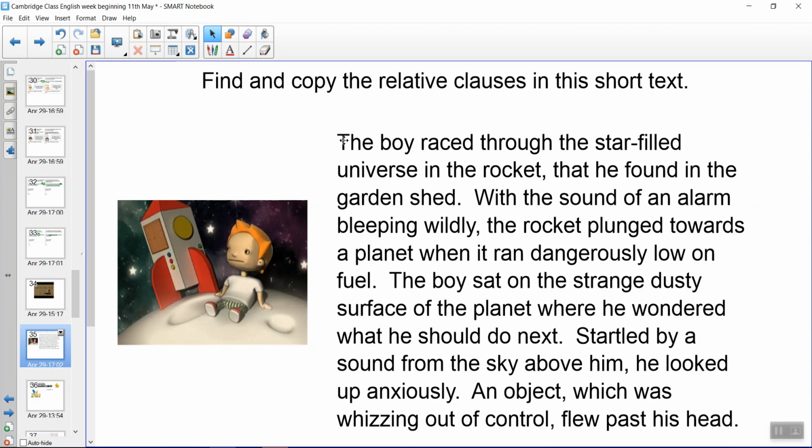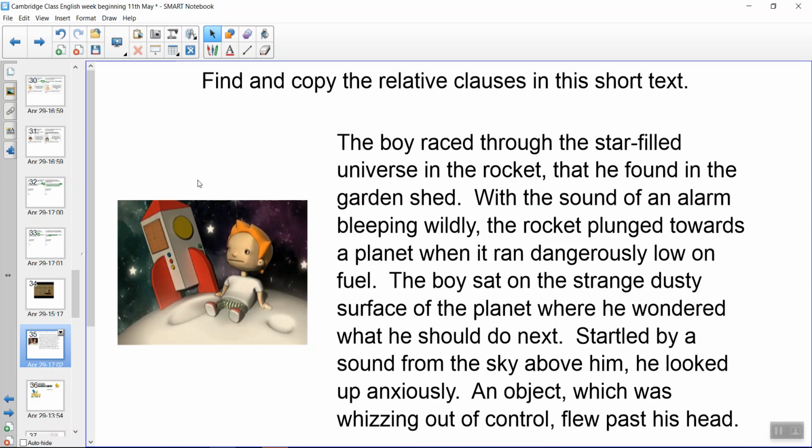The boy raced through the star-filled universe in the rocket that he found in the garden shed. With the sound of an alarm bleeping wildly, the rocket plunged towards the planet when it ran dangerously low of fuel. The boy sat on the strange, dusty surface of the planet where he wondered what he should do next. Startled by the sound from the sky above him, he looked up anxiously. An object, which was whizzing out of control, flew past his head. Okay, I want you to pause the video and jot down the relative clauses, please.